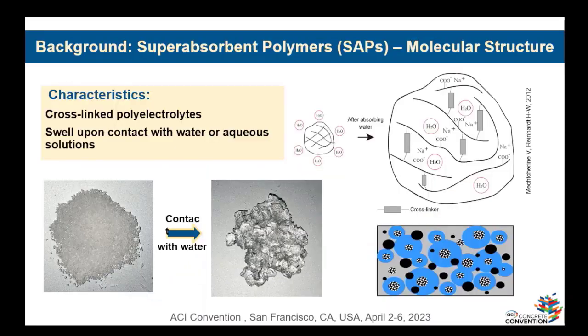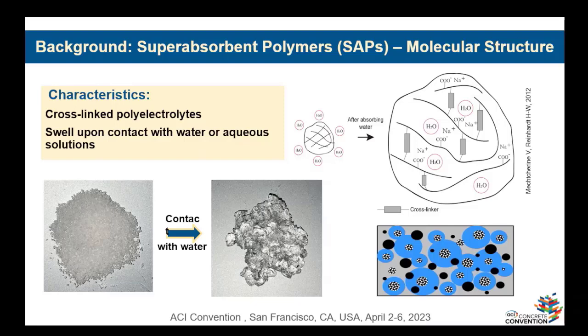My previous study actually showed that SAP, or superabsorbent polymers, are a really good candidate to solve the problem. Superabsorbent polymers are cross-linked polyelectrolytes that, when they absorb water, swell, and it takes some time to release the water into the matrix. This gradual release of water provides functionality so that we can use SAP as an internal curing agent, as you can see there.